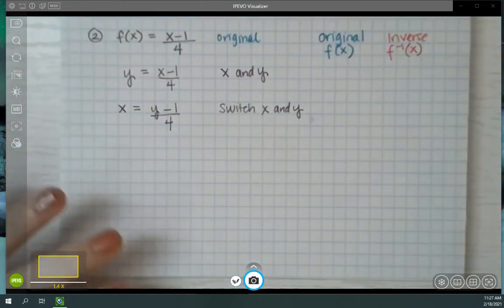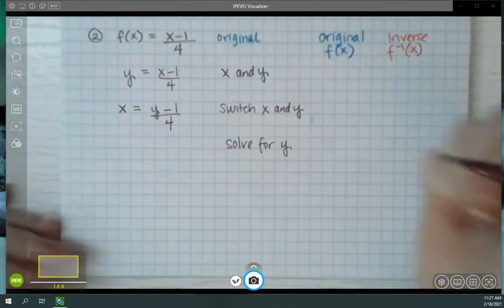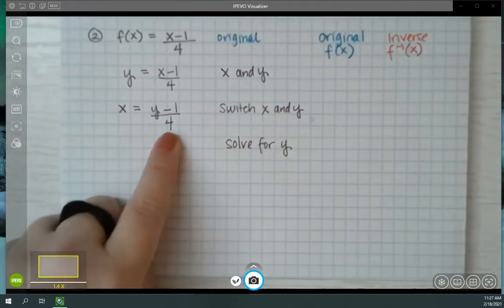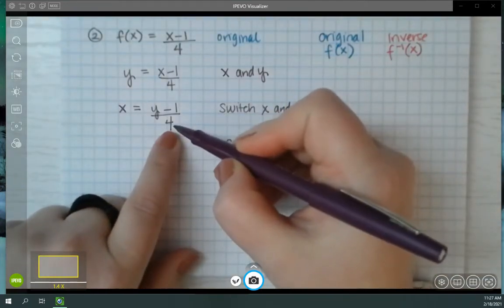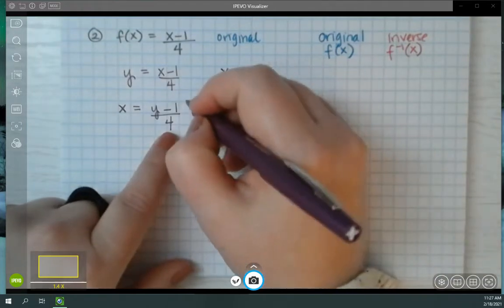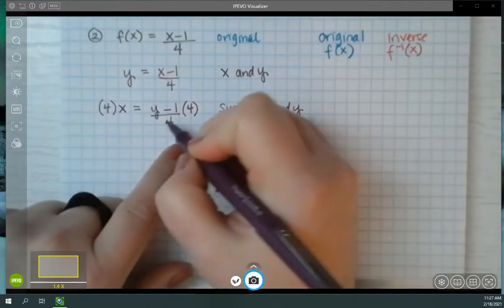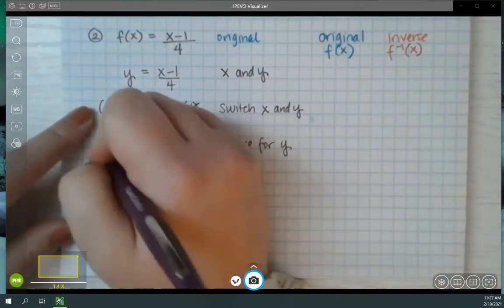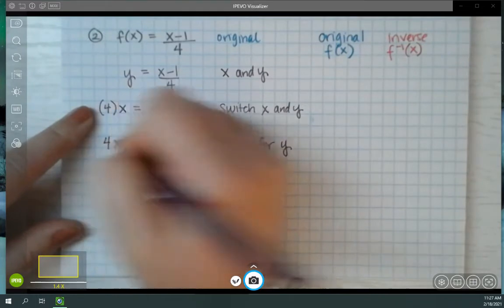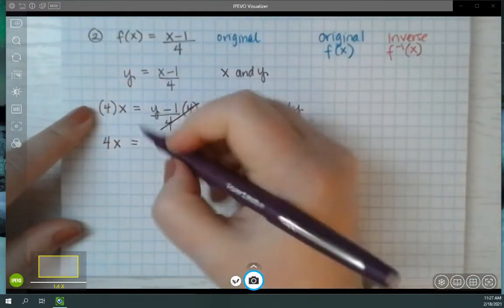Now our goal is to solve for y. So I'm going to look over here and I'm noticing a big divide by 4. The opposite of divide by 4 is to multiply by 4. So if I multiply by 4 and multiply by 4, 4 over 4 will reduce to 1. On the left, I have 4 times x. Then my leftover, y minus 1.